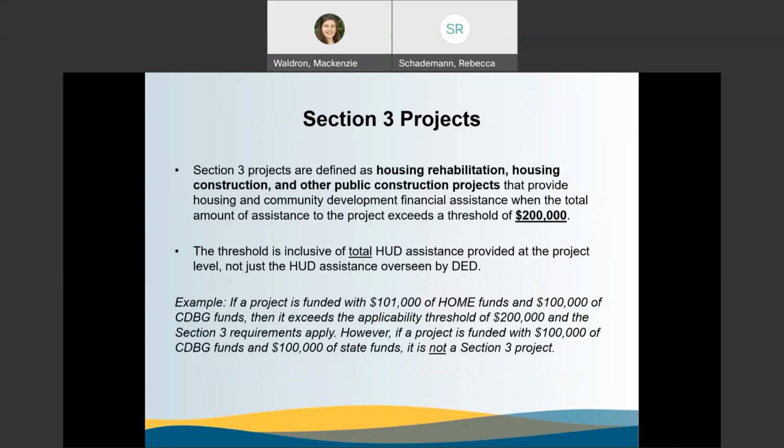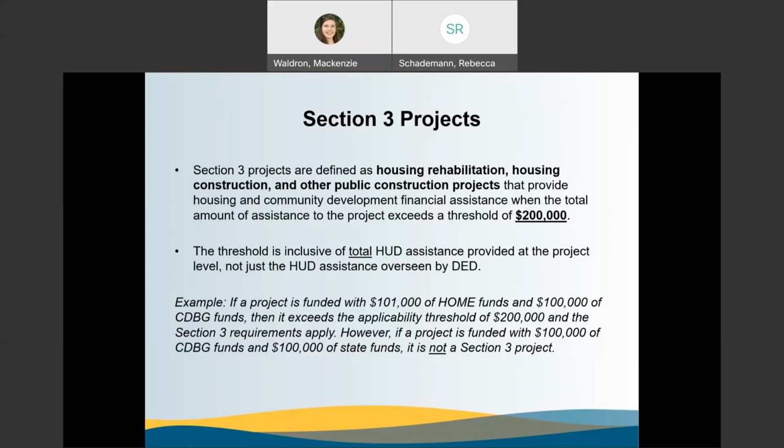The next thing to address is whether the project that you're working on qualifies as a Section 3 project, and therefore if it's subject to compliance with the Section 3 regulations. Section 3 projects are defined as housing rehabilitation, housing construction, and other public construction projects that provide housing and community development financial assistance when the total amount of assistance to the project exceeds a threshold of $200,000. Public construction may include infrastructure work, such as extending water and sewage lines, sidewalk repairs, site preparation, and installing conduits for utility services.